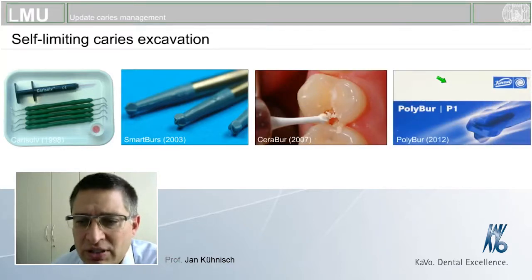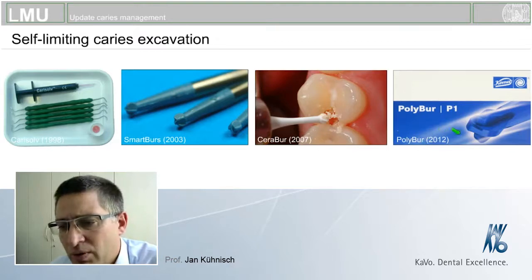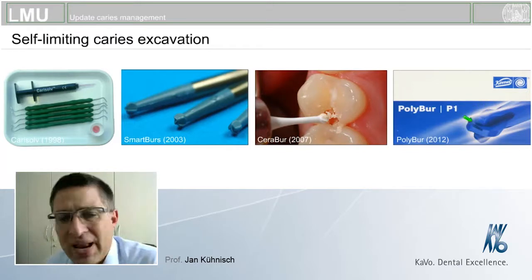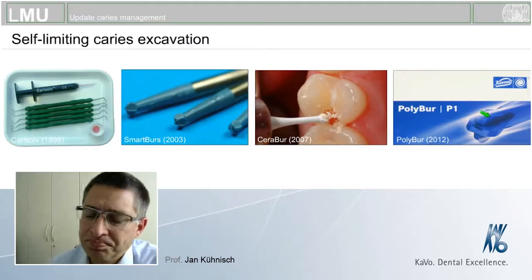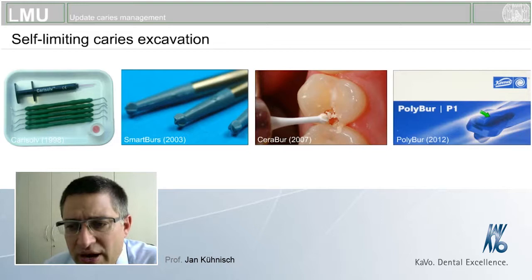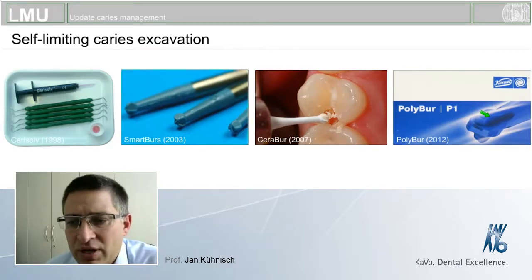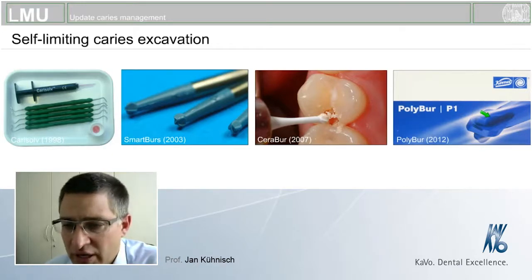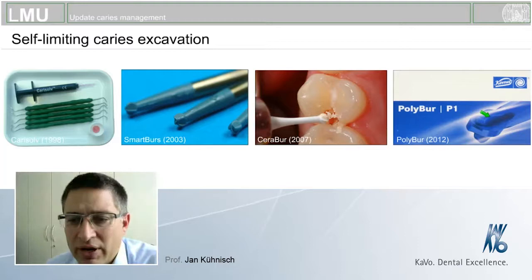Meanwhile, different instruments were introduced, and the latest invention was the polybur, introduced on the dental market 4 years ago. It's a plastic burr for one-way usage, and the intention is that its hardness is the same as the hardness of softened dentine. It means this instrument removes soft dentine only and leaves leathery dentine and remineralizable dentine in the cavity. For that reason, such self-limiting caries excavation techniques should be favored in dental practice.